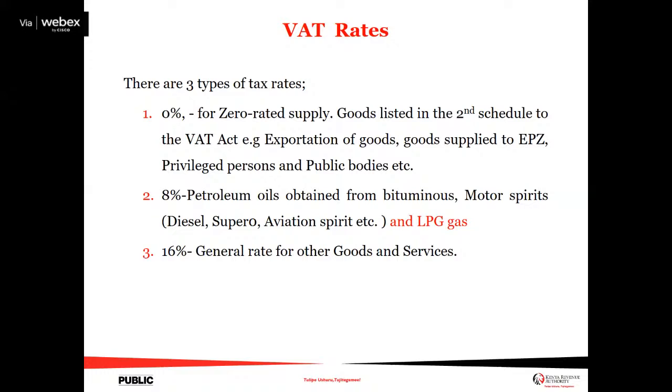And again, just so that you'll be able to appreciate, most of the goods that you'll find here are exports. So goods that are being exported and goods that are supplied to EPZs, to privileged persons and to public bodies. You'll find them listed in this particular category. The main difference between a zero rate and an exempt supply is one, zero rate, you are allowed to claim the input VAT that was charged. I'm going to talk about it later as I continue in the presentation. But when it comes to exempt, you are not allowed to claim the input tax that is charged.